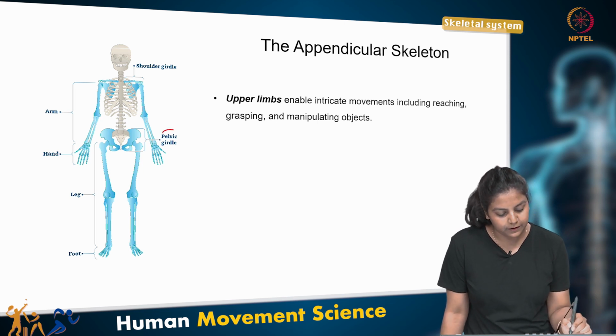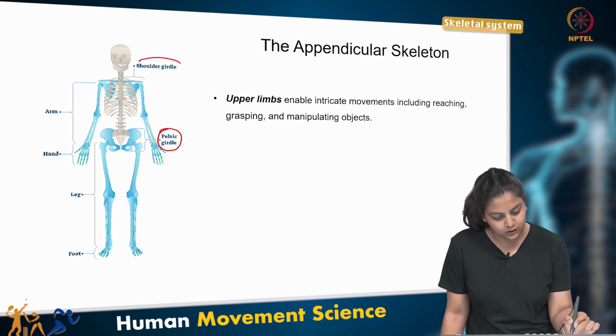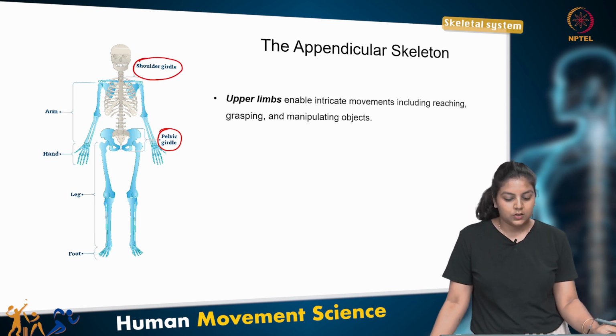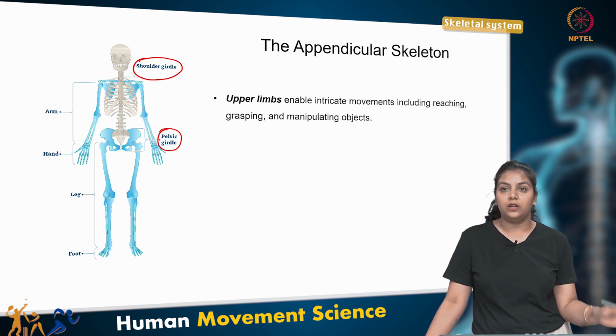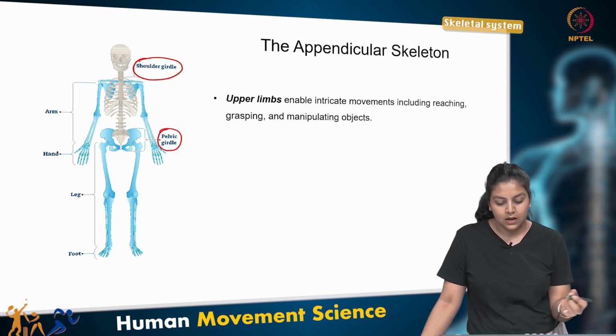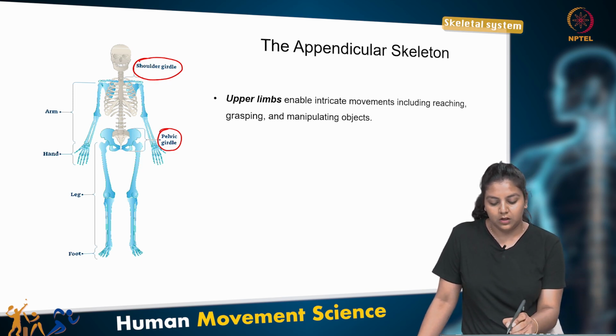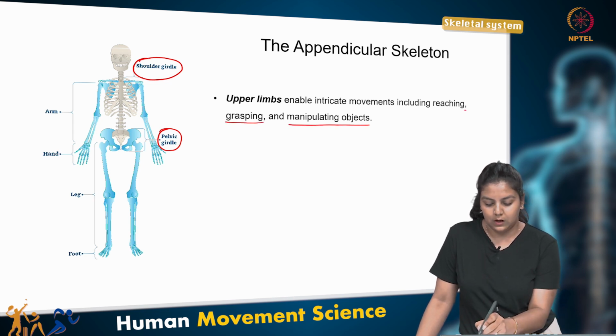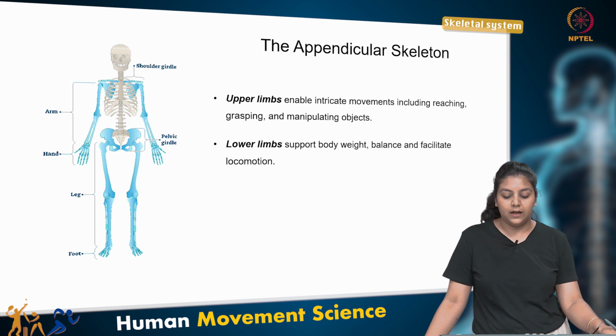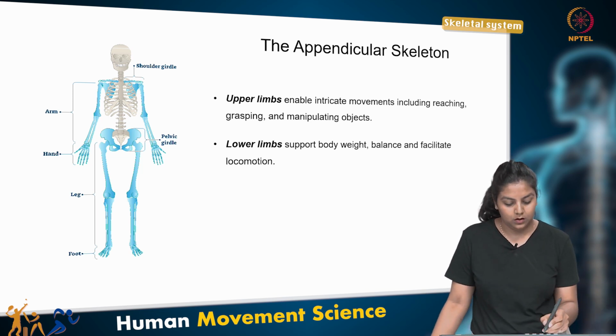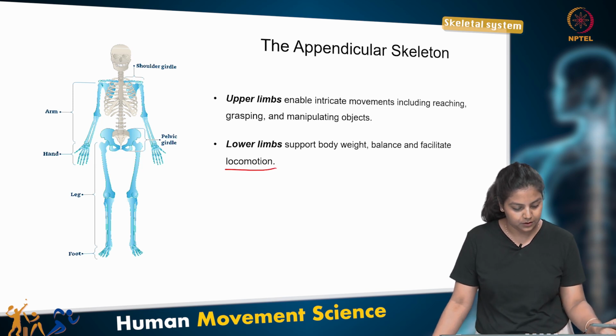So you have the pelvic girdle, and you have the shoulder girdle. So these upper limbs, what is their function? They enable intricate movement including reaching, grasping, and manipulating objects, which are some of the essential movements of the upper limbs. The lower limbs, on the other hand, support body weight, balance, and also facilitate locomotion or movement.